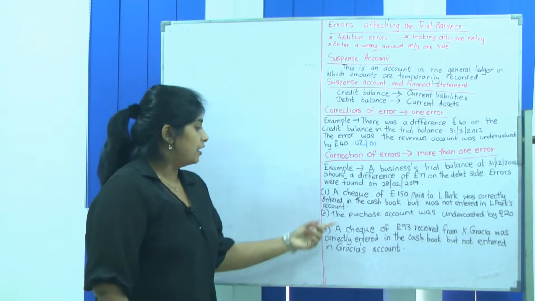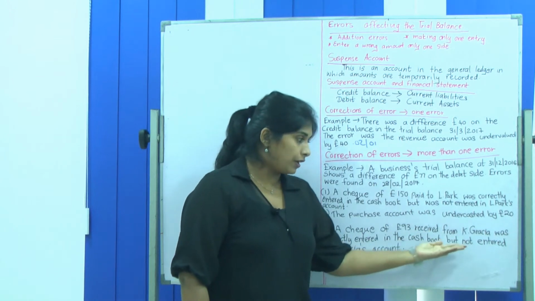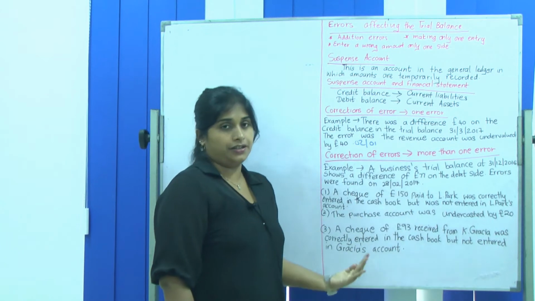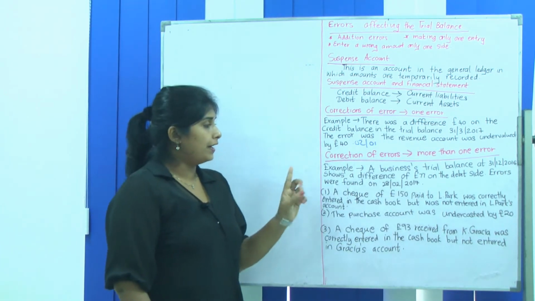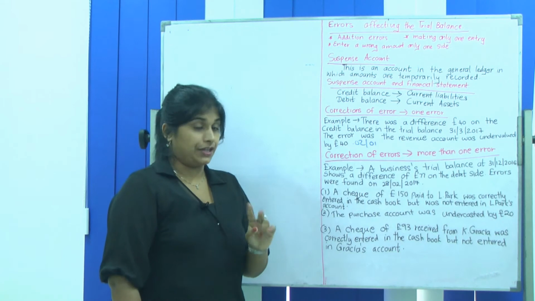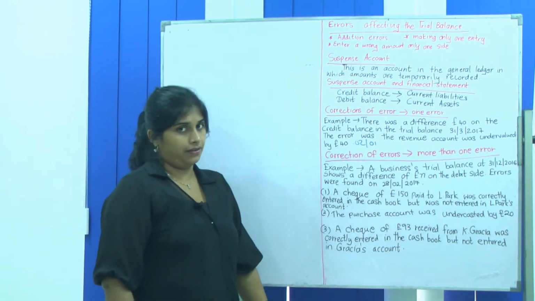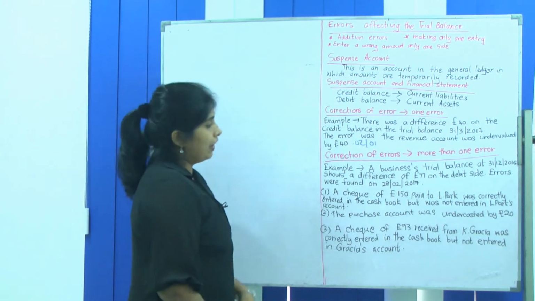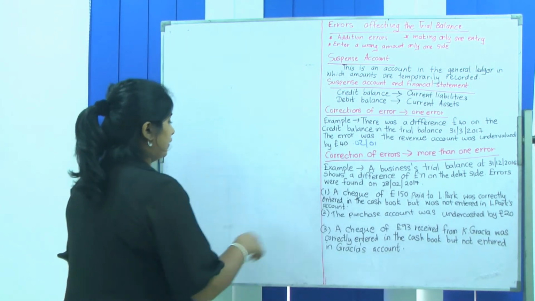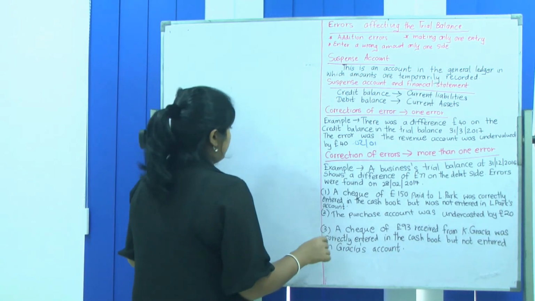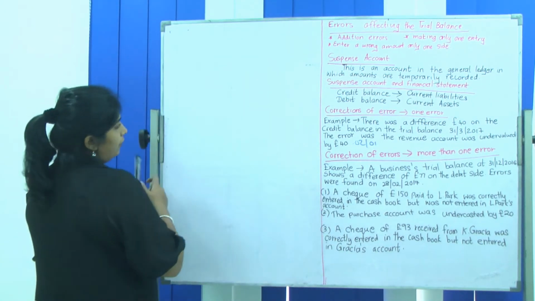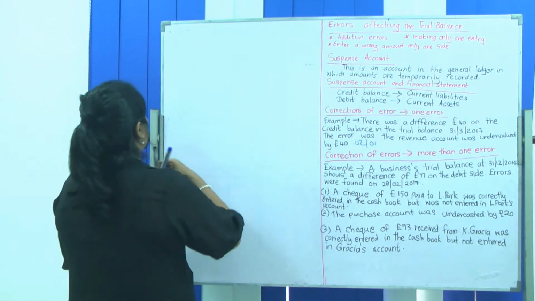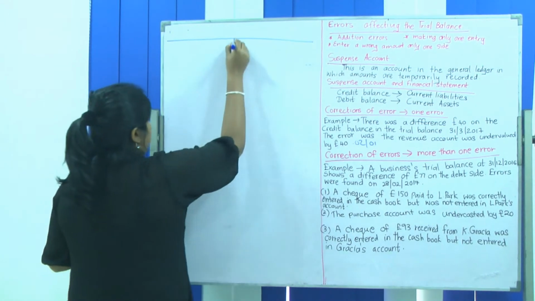In the third error, a cheque of 93 received from K Croatia was correctly entered in the cash book but not entered in Croatia's account. So there should be two entries, but only one entry was recorded in the cash book, and they have not recorded it in Croatia's account. So only one entry was recorded, the other entry was omitted. So we'll see how to correct those errors. First step, you have to open a suspense account.